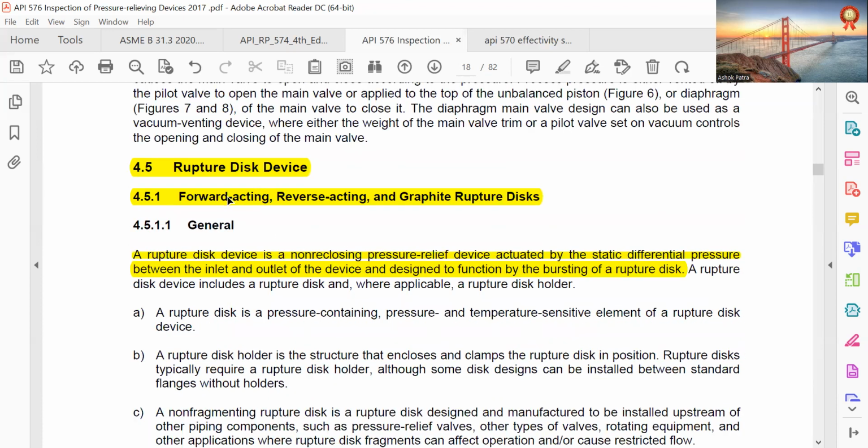Rupture disc device: forward acting, reverse acting, graphite rupture disc. A rupture disc device is a non-reclosing pressure relief device actuated by static differential pressure between the inlet and outlet of the device and designed to function by bursting of a rupture disc.